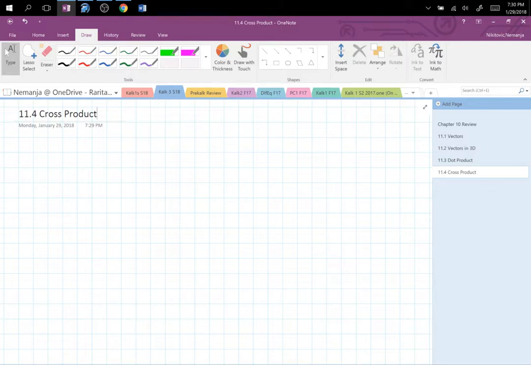Since the dot product in some sense celebrated or acknowledged the same components of the way two vectors combine, the cross product is going to be concerned with their differences. So they kind of together cover everything.